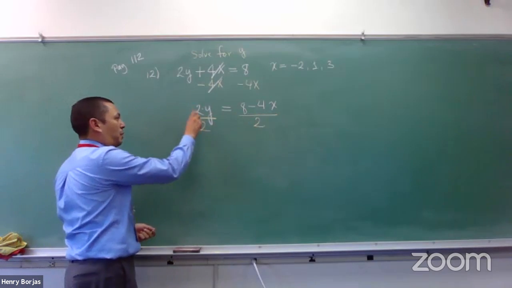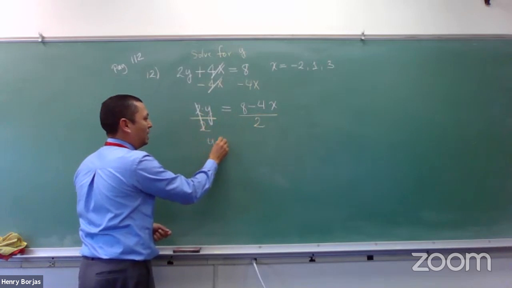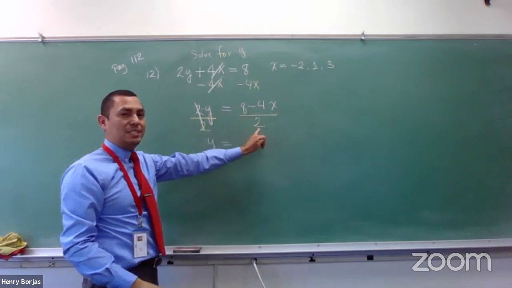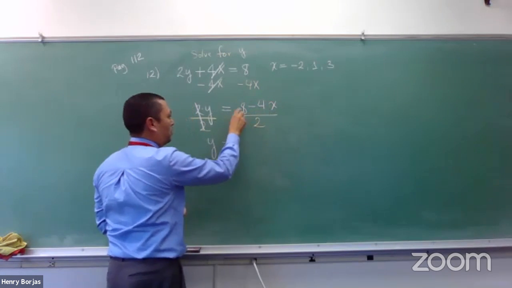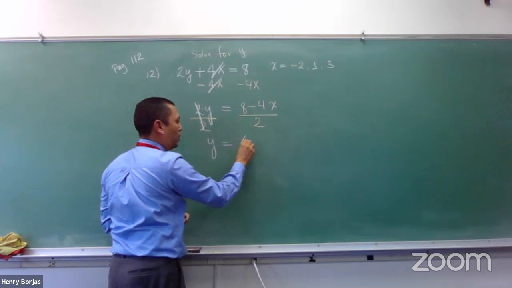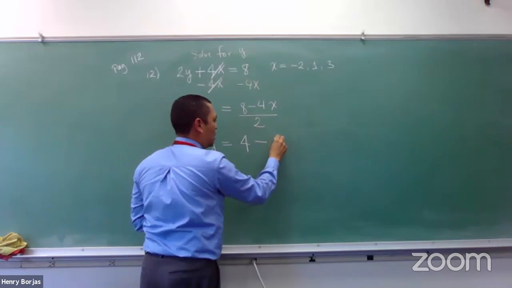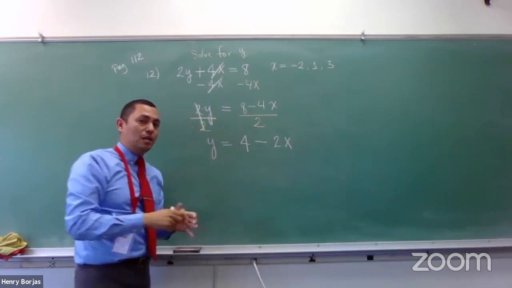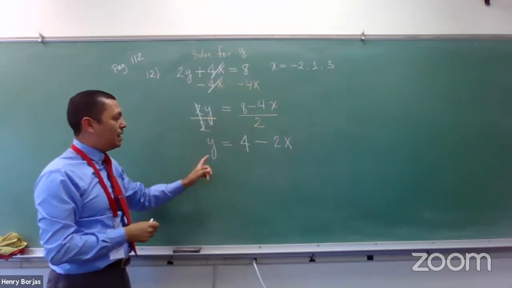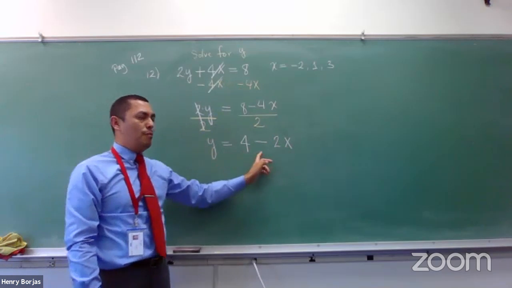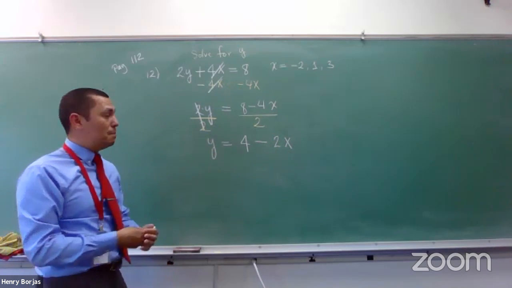So in this case, 2 divided by 2 is 1, so we cancel out. So y is equal to, now we can simplify here. As you can see, 2 is dividing these two numbers. 8 divided by 2 is 4. Minus 4 divided by 2 is 2x. So my equation just went from 2y plus 4x equals 8 to y equals 4 minus 2x. What is my next step?